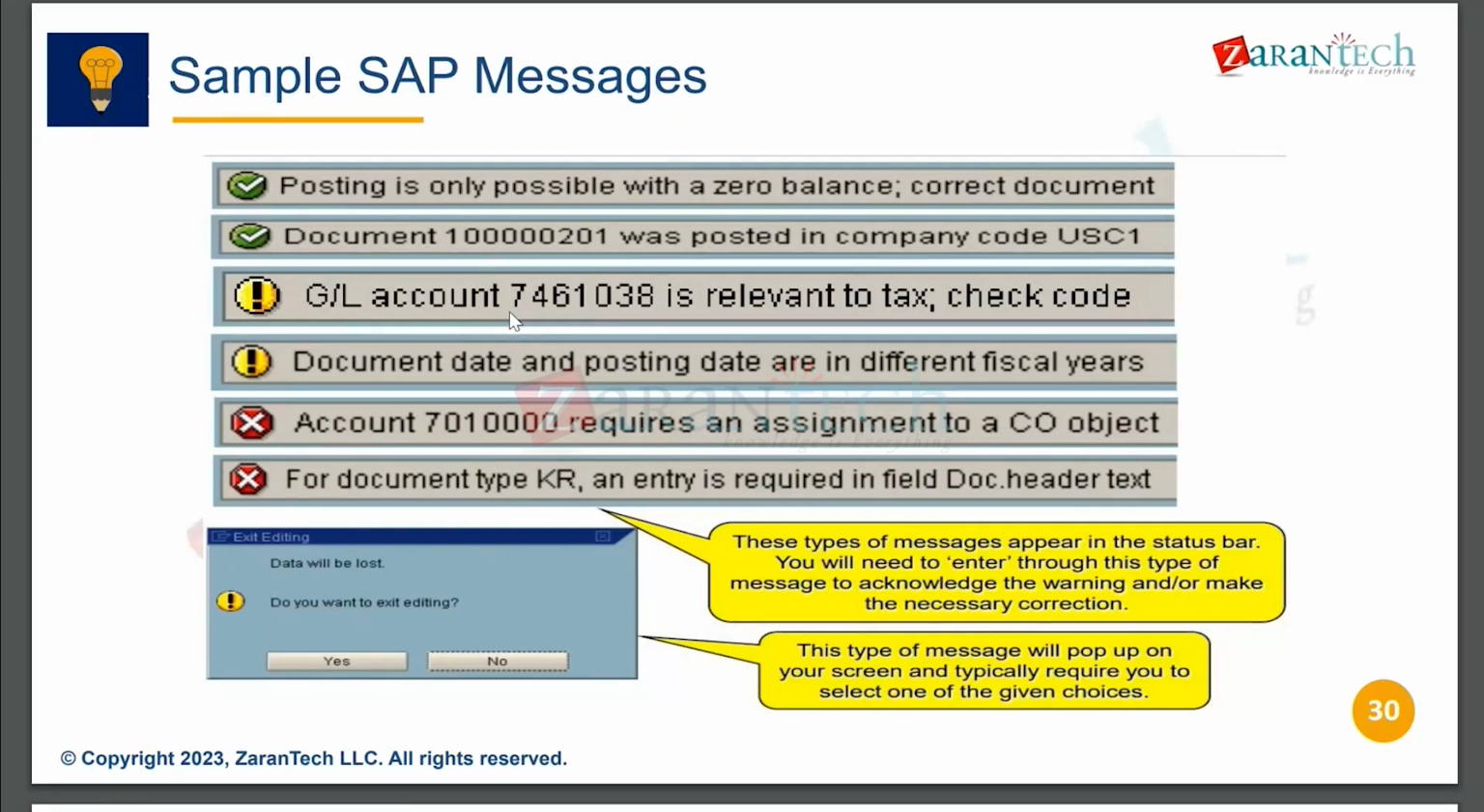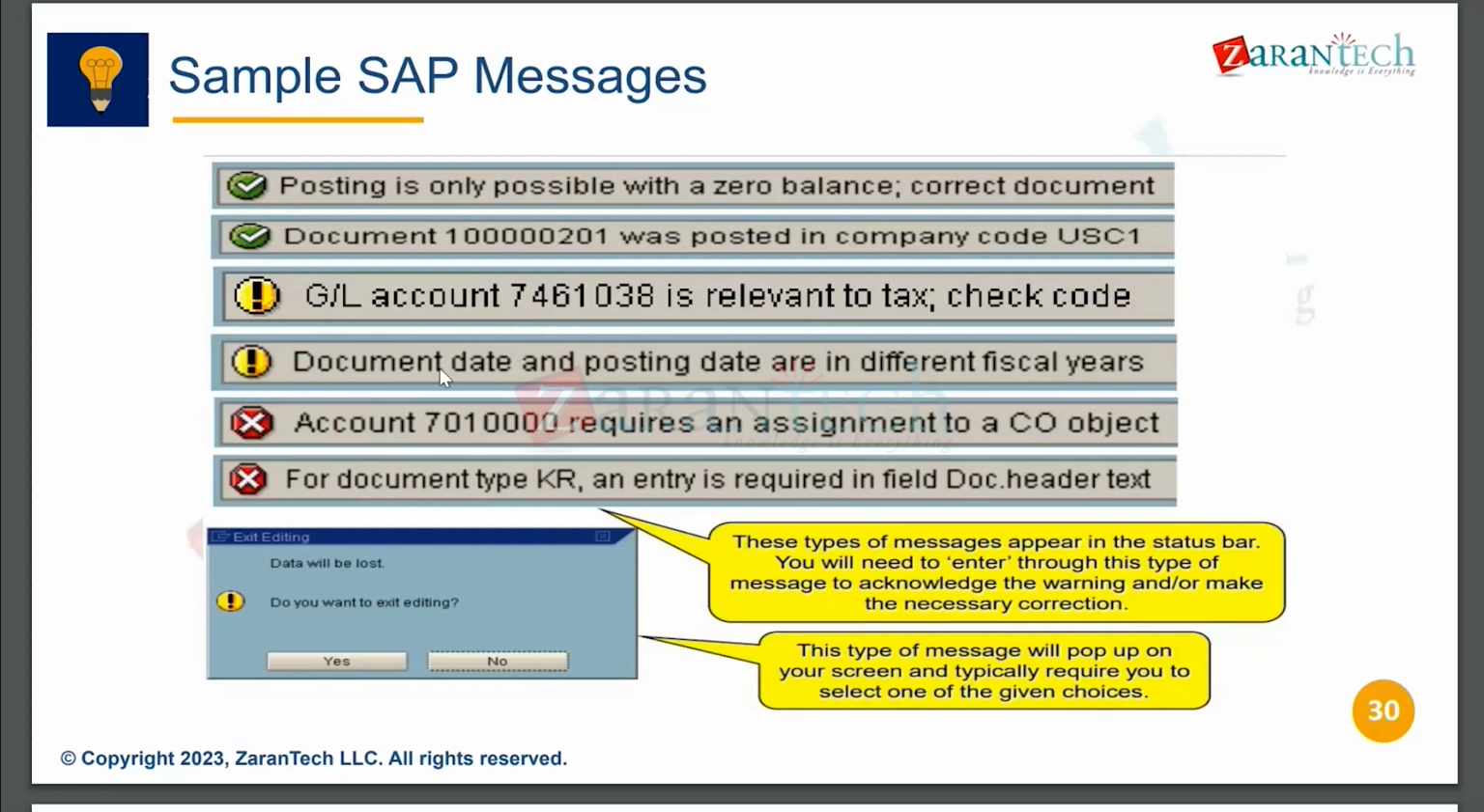Some GL account is relevant to tax, a tax check code, so whether you are posting to the correct GL account or not. Majorly, warning messages are used by finance to recheck whether they are posting to the correct GL or not, because it has a major impact on money, right? So there they'll use more information messages.